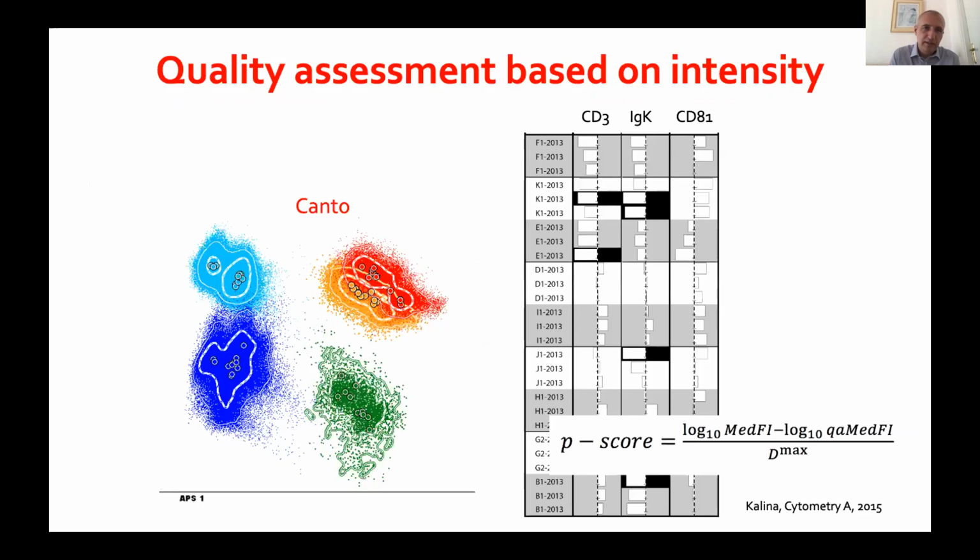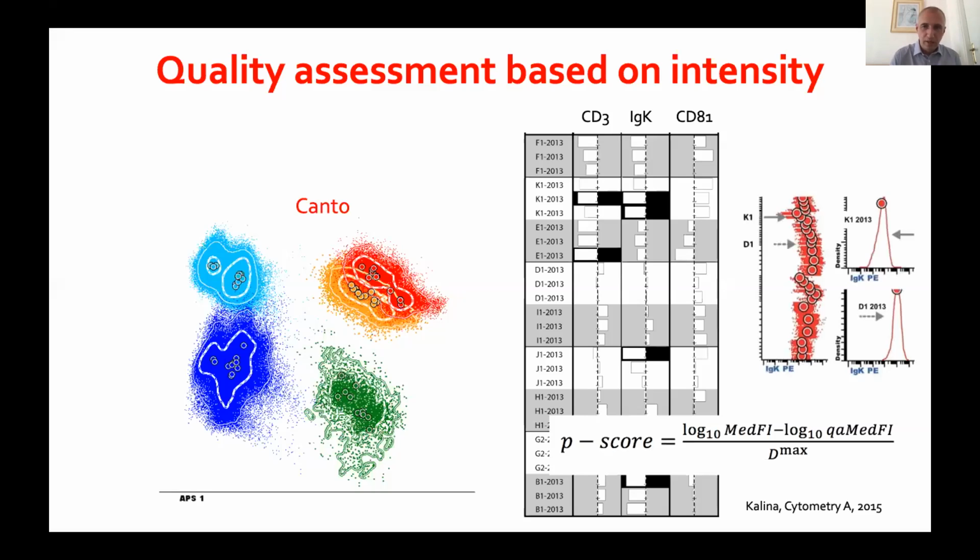And finally, this is my last topic. If we know that we can achieve a particular median fluorescence intensity, we can achieve reproducible staining in different donors, in different labs, in different instruments, and we can use it for quality assessment. So this is exactly how we developed quality assessment rounds for the Euroflow protocols, where we can run samples either on Canto or on other instruments, and we can achieve the same median fluorescence intensity.